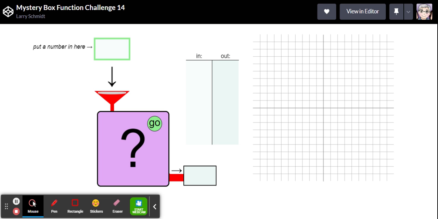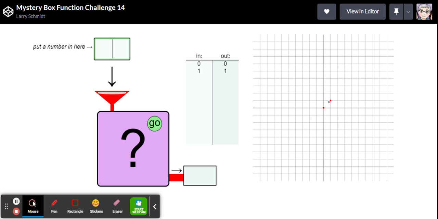Okay, so as usual, I'm going to start with a zero and see what we get here. All right, so zero gives us zero. This could be a lot of things, although we're probably not adding or subtracting anything. Let's try a one. Okay, and 1 gives us 1.